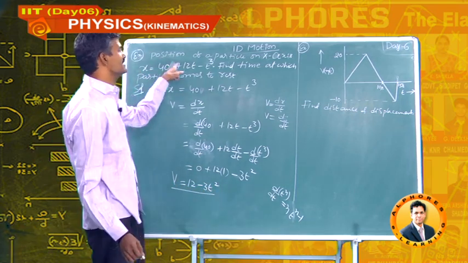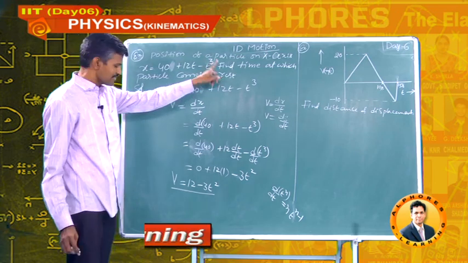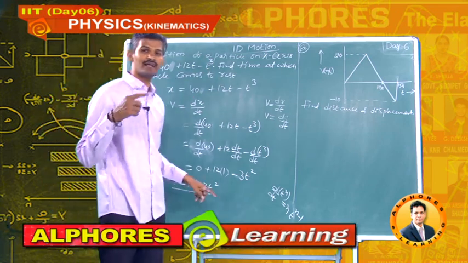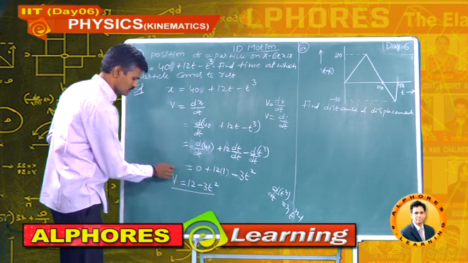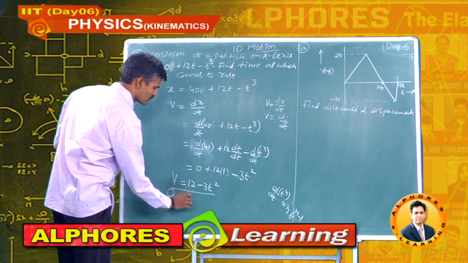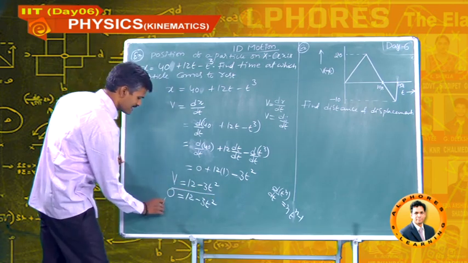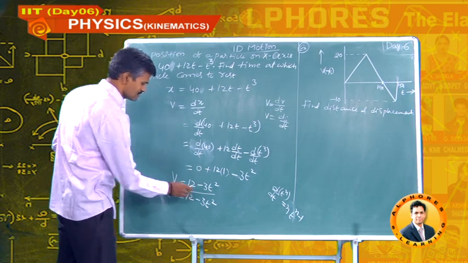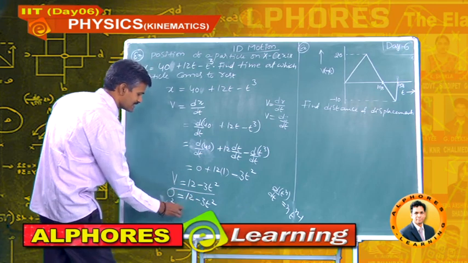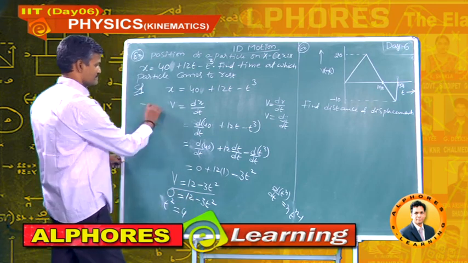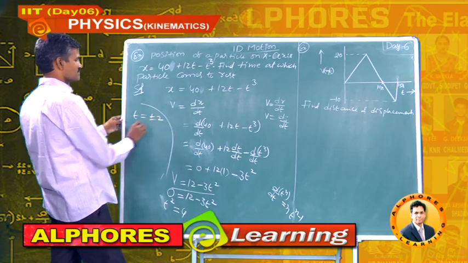In this question, they are asking the time at which the particle comes to rest. When the particle comes to rest, its velocity becomes 0, right? So 0 is equal to 12 minus 3t square. So t square is equal to 12 by 3, that is 4. So t is equal to plus or minus 2.